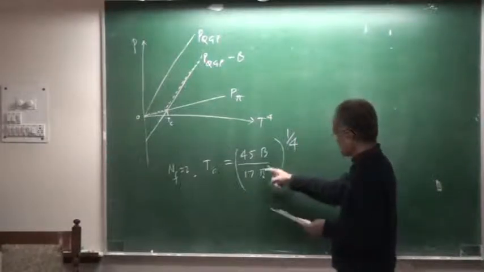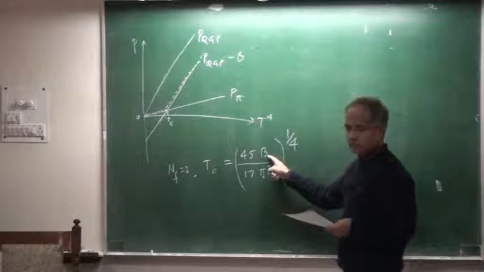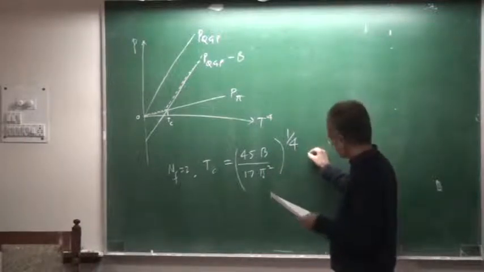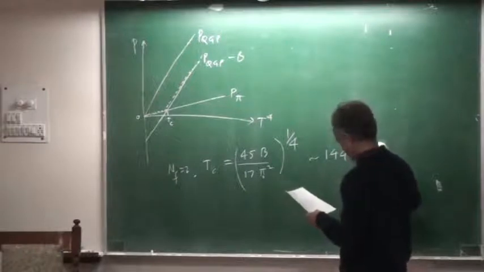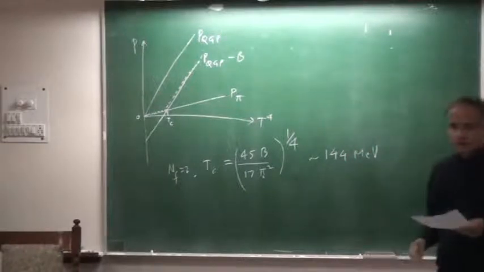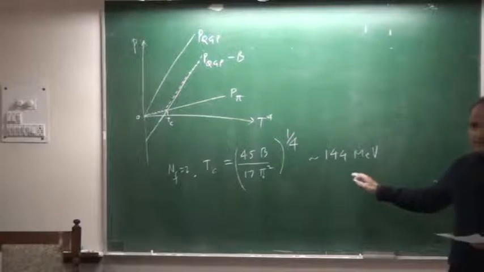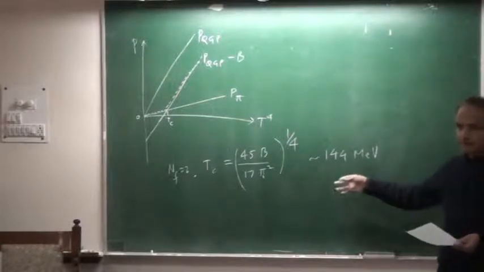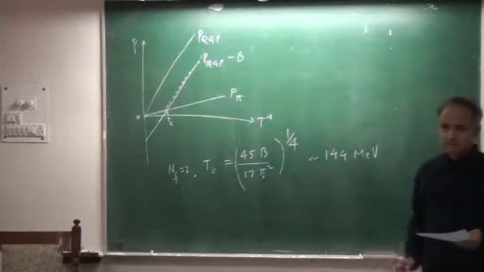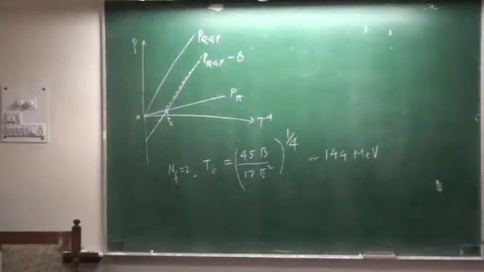And substitute the value of B, and it comes out to be about 144 MeV. Not too bad, knowing that lattice QCD gives a crossover temperature of about 155. So it's in the ballpark of that figure. If you take three flavors, it's not too far from the correct value.